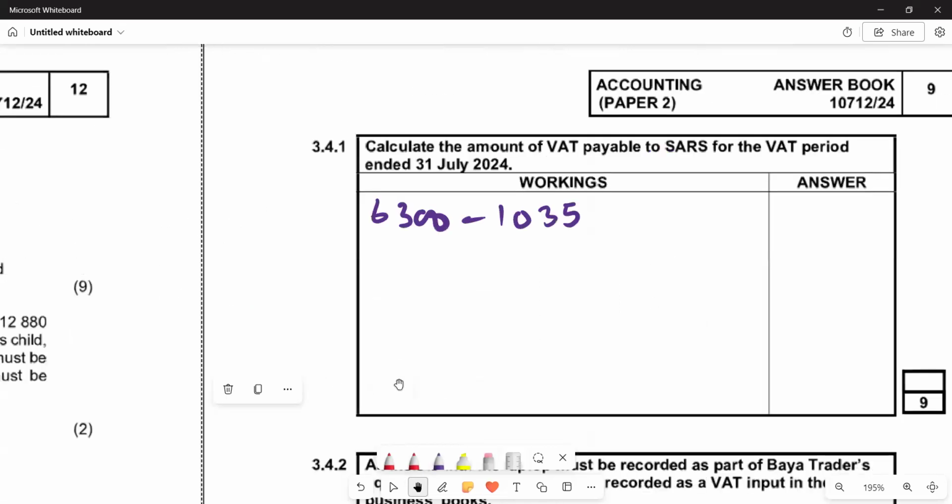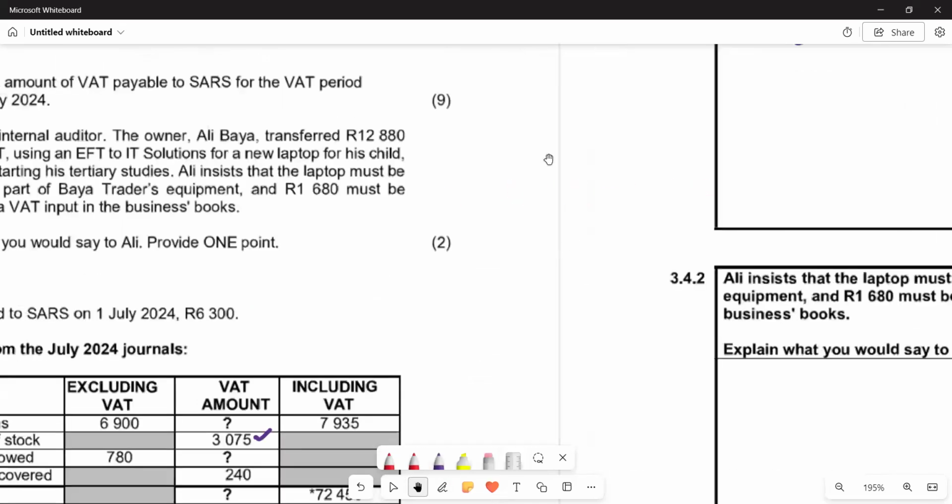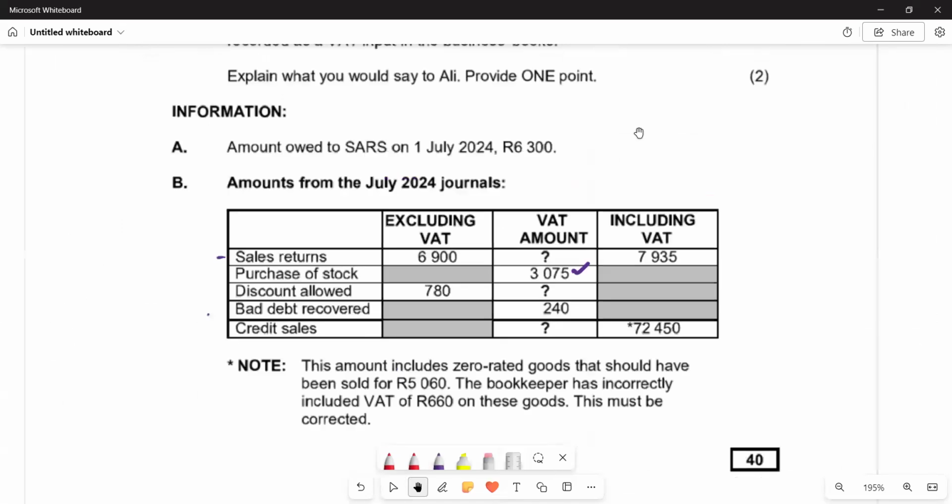So we come here, say negative 3,075. Go to the next item. On the next item, we have got a discount allowed, which is 6,780. You'd see that discount allowed comes as income. So you'd see that all incomes, we are going to show them as a VAT output, or incomes VAT output.